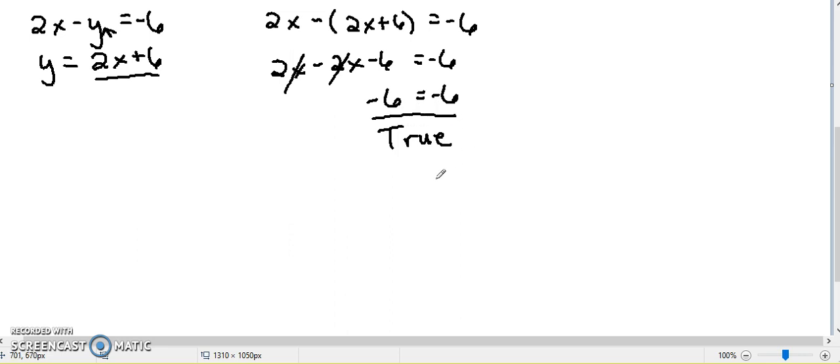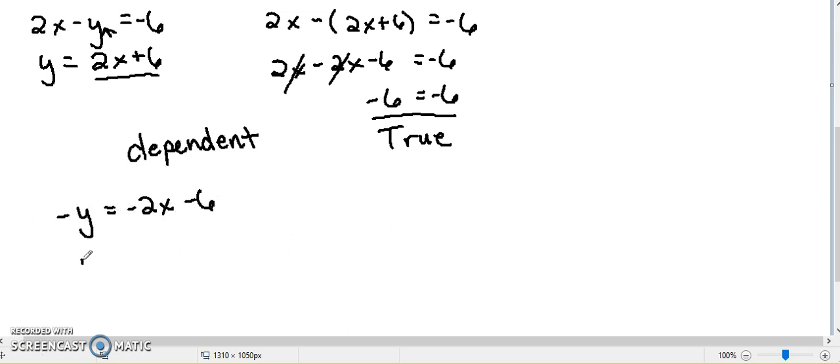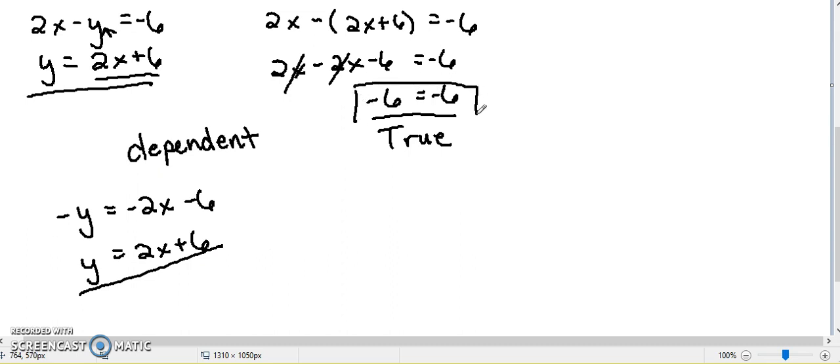And so a true statement tells you that these are dependent equations, and that means they are the same line. And we can see that if I were to solve this top equation for y, 2x minus 6, and then get rid of that negative, I can see right there, oh yeah, those are the same equations right there. They're the same line. But if you don't recognize that right away, you'll end up in this situation where you have a true statement, and that tells you that you have dependent equations right there.